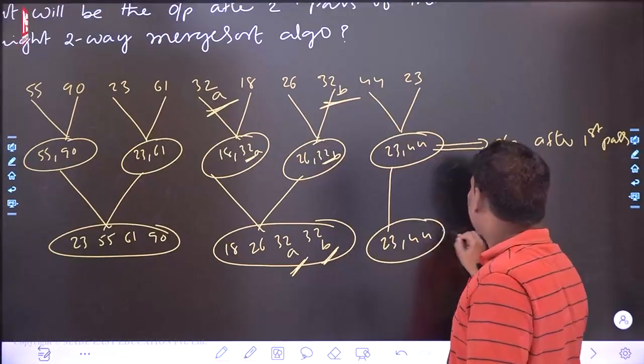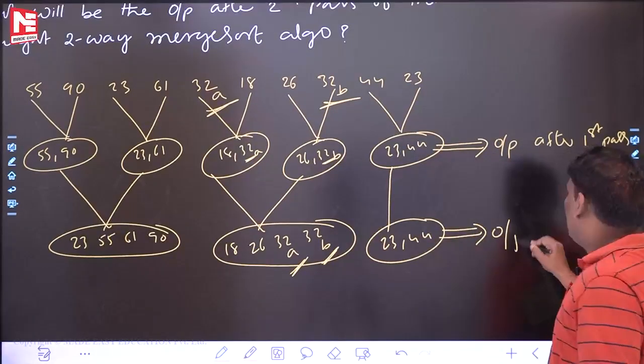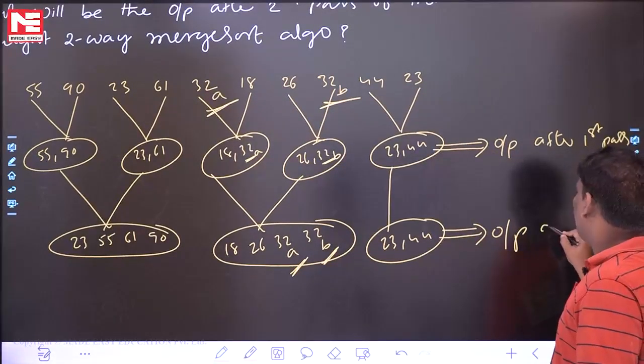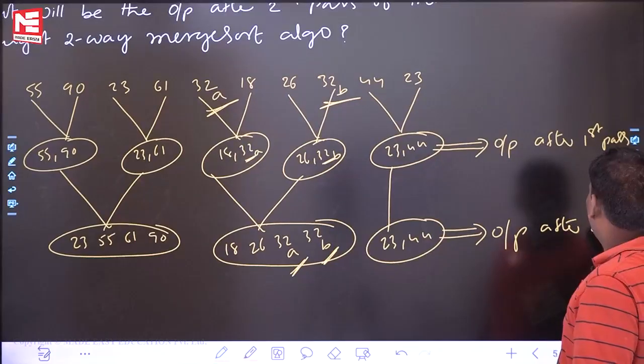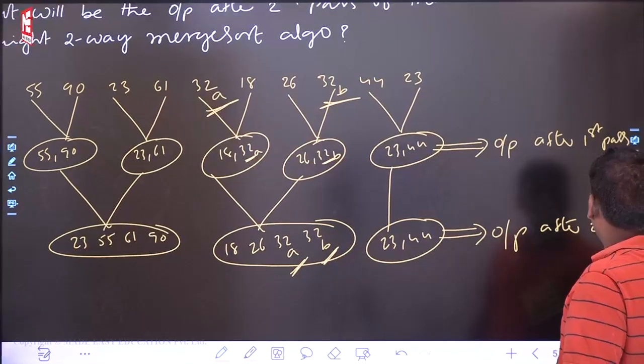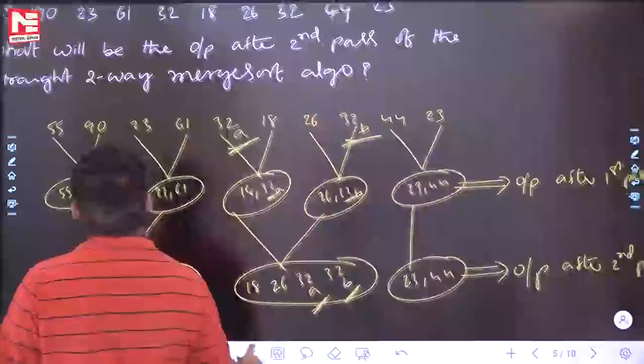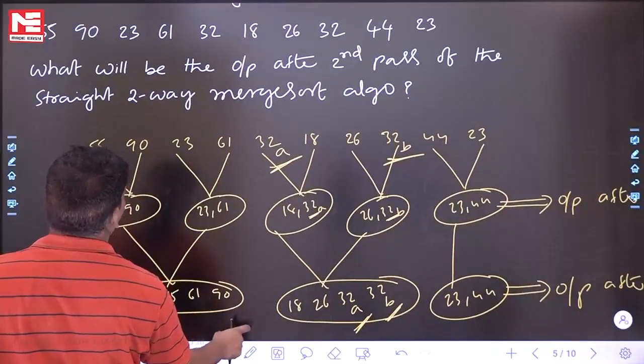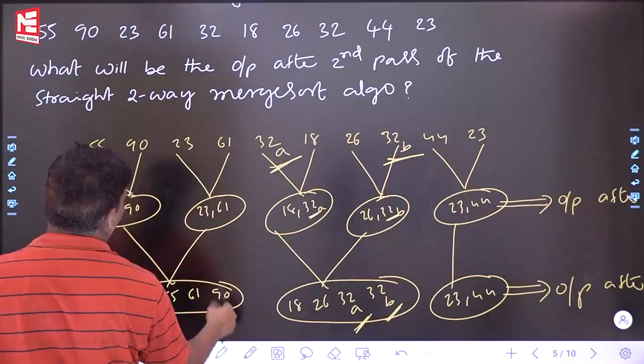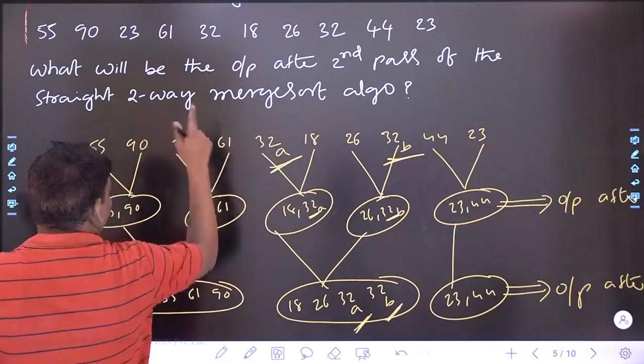This is the output after the second pass of the straight two-way merge sort algorithm. I am thinking that you are comfortable. He is asking what will be the output after the second pass of the straight two-way merge sort algorithm. Here there is no divide. Directly take two and merge.